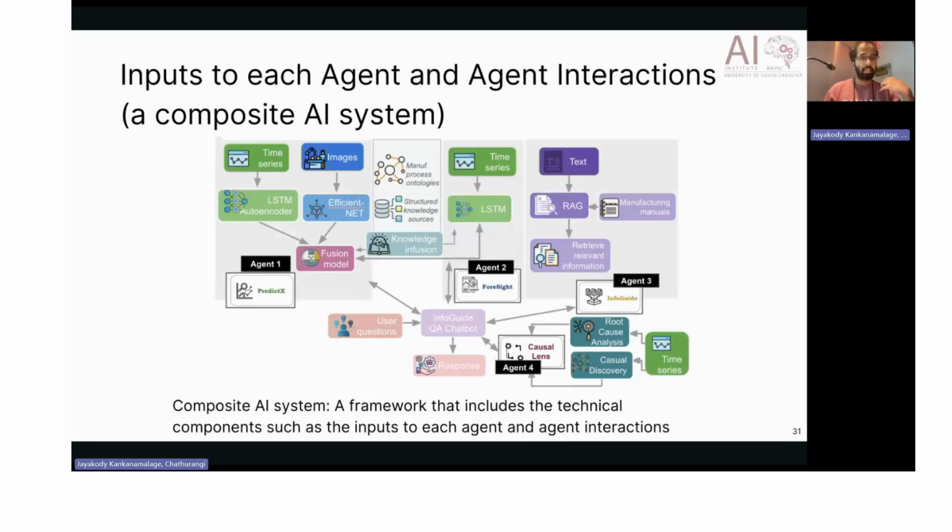So there is time series data, there is images, there is textual data, and so on. And then there are structured knowledge sources like ontologies or knowledge graphs and other structured knowledge sources. There are agents out there, like agent 1, agent 2, agent 3, agent 4, and these agents are interact with each other. And then agent 3, which is the InfoGuide agent, produces results in a Q&A chatbot format. So these agents interact with each other, and we get the output in one single agent, and that's how we respond and interact with the agents.